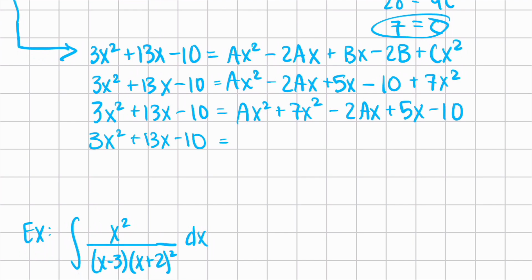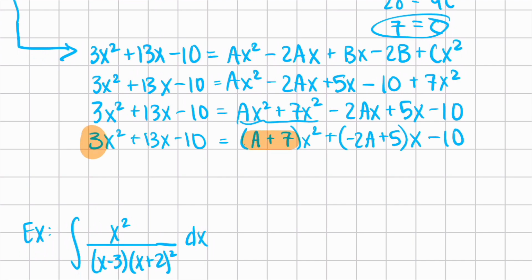So I'm going to factor out my x squared from these two terms. I have a plus 7 x squared, and then I have plus, I'm going to say negative 2a plus 5 times x minus 10. Now a couple things, I want you to choose what's easiest. But if we compare the left side to the right side of the equation, I have 3x squared and then I have a plus 7 x squared. And the left side of the equation has to equal the right side. So I can say 3 has to equal a plus 7. And that's going to tell us that a equals negative 4.